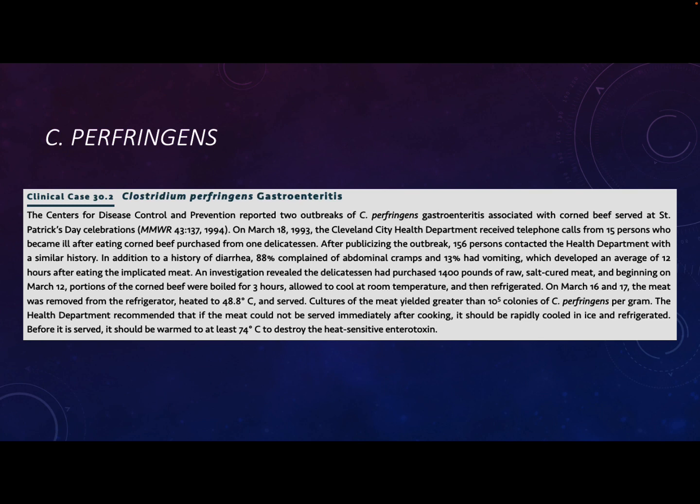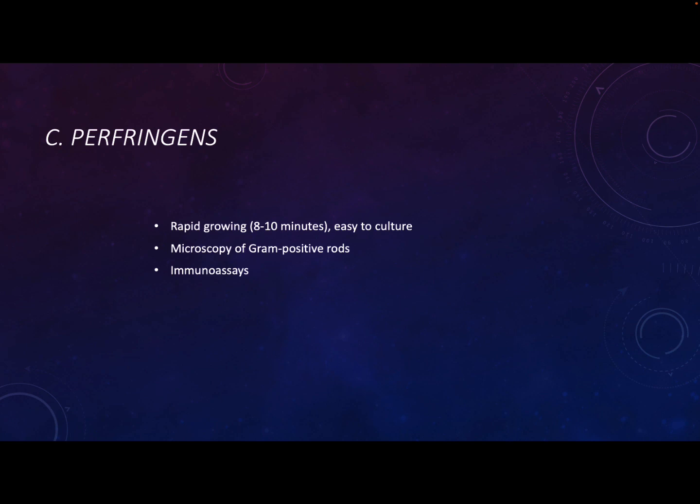So a lot of these, which is scary when you think about how much you might go out to eat, just kind of go under the radar. And you can see how things like this can get missed. So they're rapidly growing. This idea of letting it cool for so long allows the bacteria to grow.